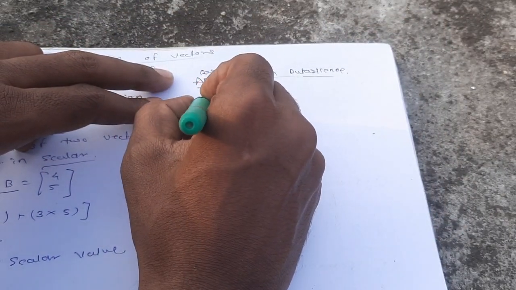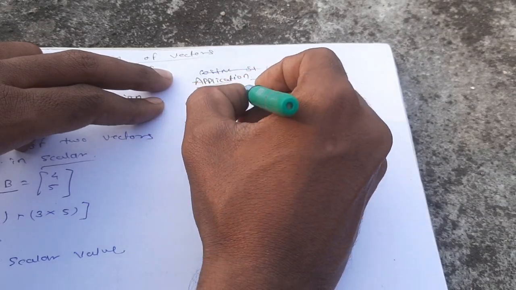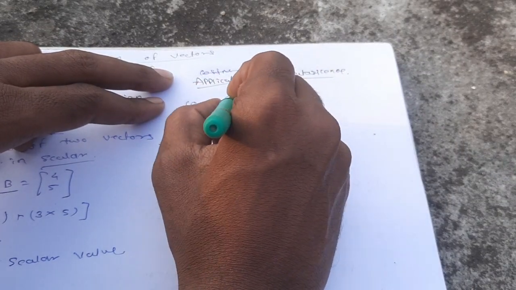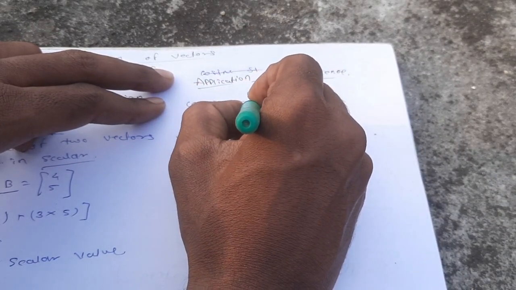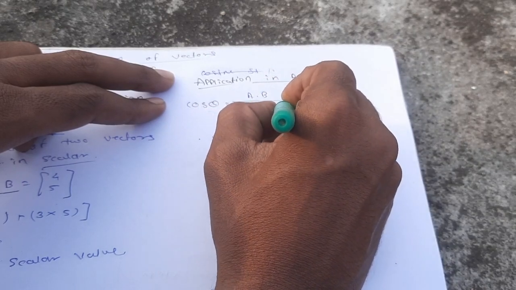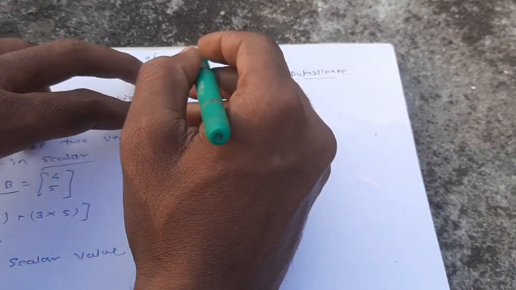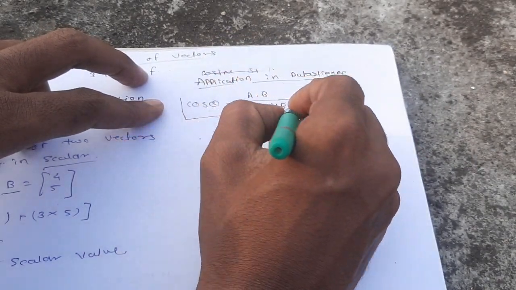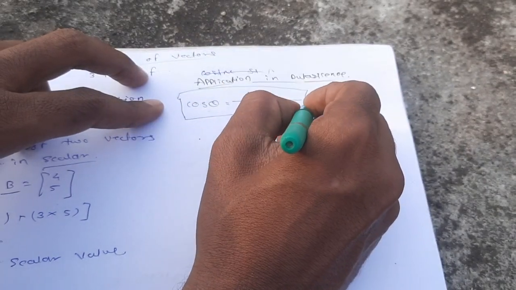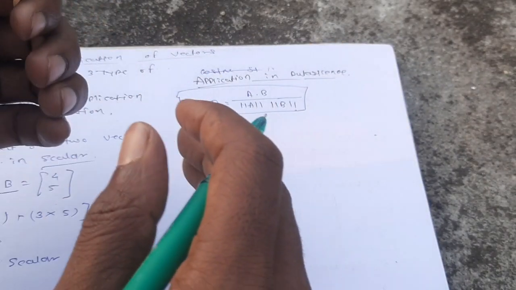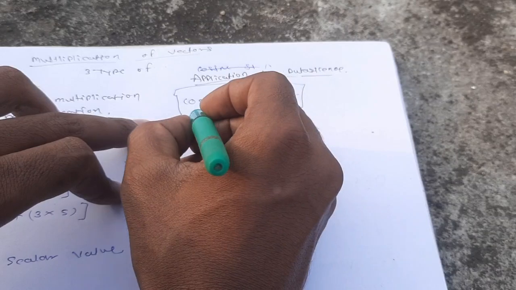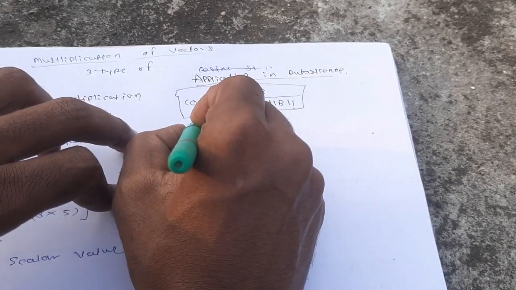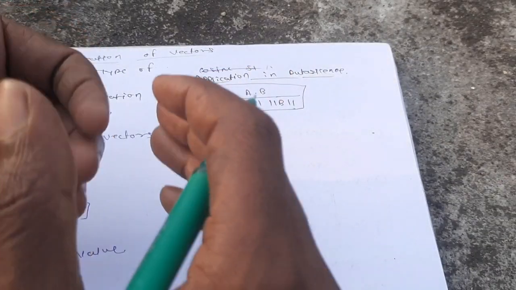cos theta is equal to a dot b divided by the magnitude of a times the magnitude of b, right? What is that? It is cosine similarity. This formula is used for the recommendation system, right?